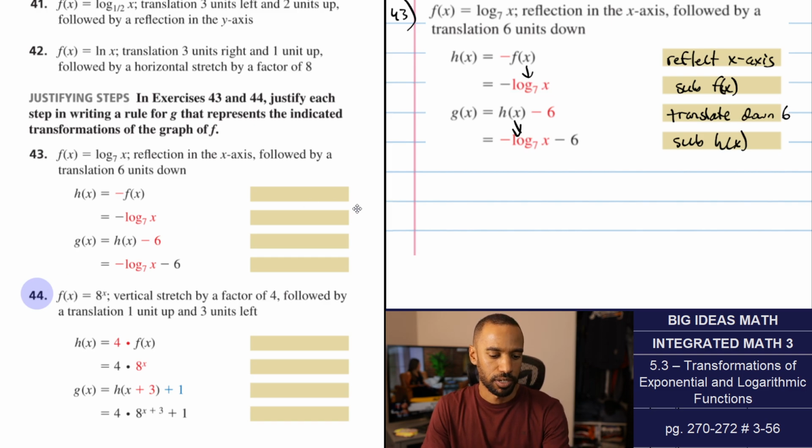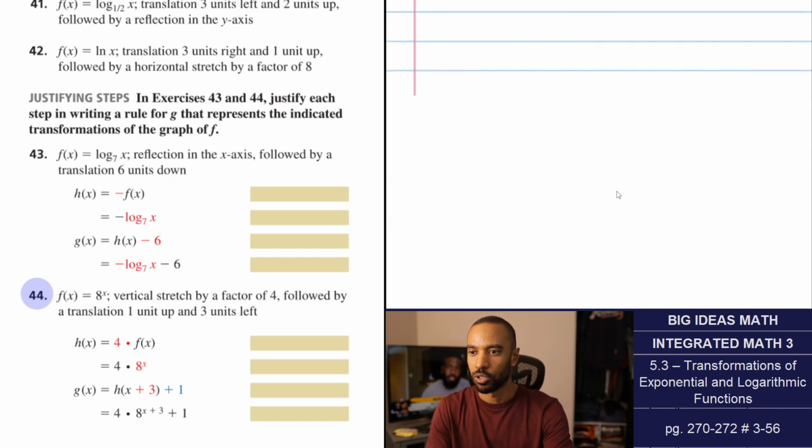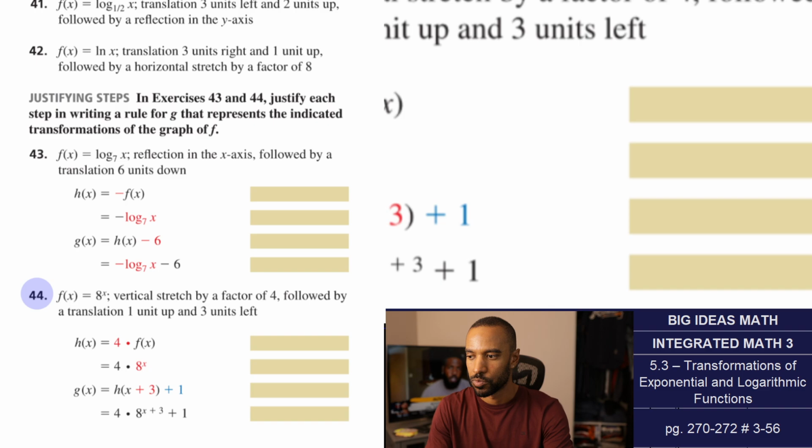We have an exponential function. We're going to vertically stretch by a factor of 4, followed by a translation 1 unit up and 3 units left. It looks like we do those both in one step there. So let's see this one.